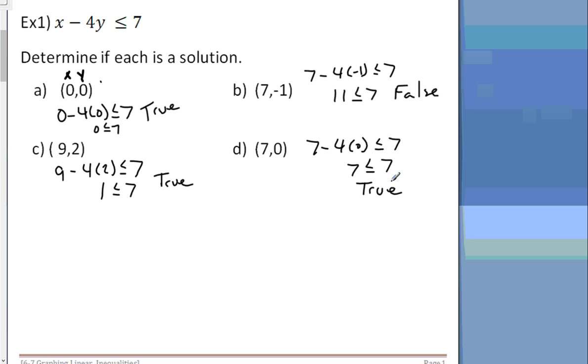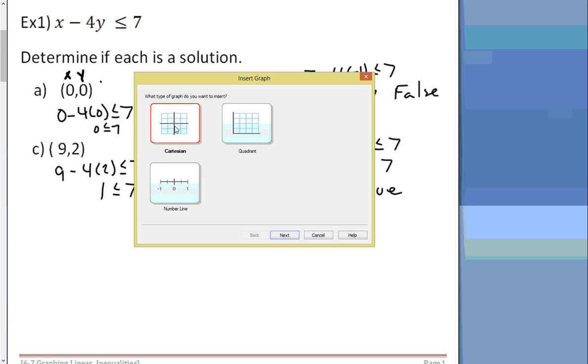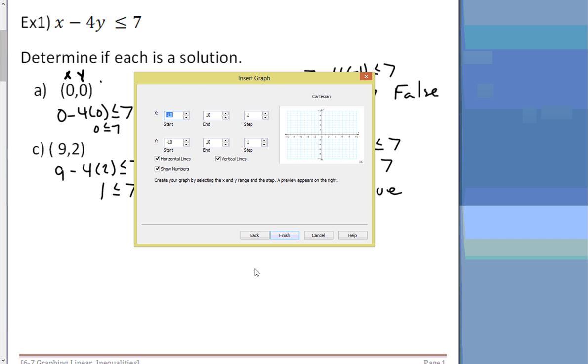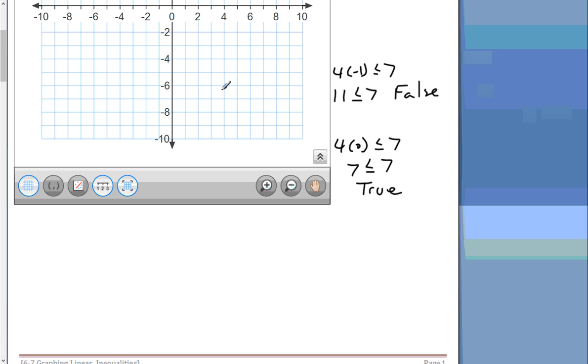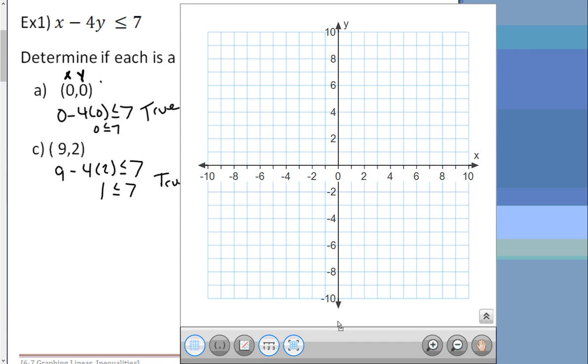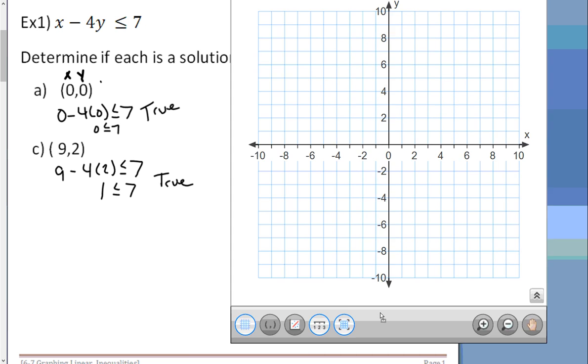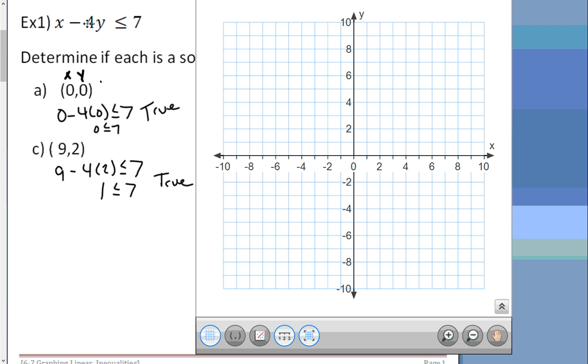What we want to do now is look at what these would look like on a number line. So give me a second here. Let me add a number line, or not a number line, but a graph to this. All right, what I want to do is graph these points and see what they look like. First thing I'm going to do is graph what x minus 4y is less than or equal to 7 kind of looks like. Well, can I quickly graph something that looks like it?